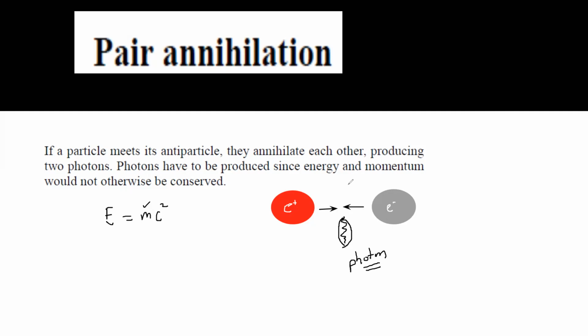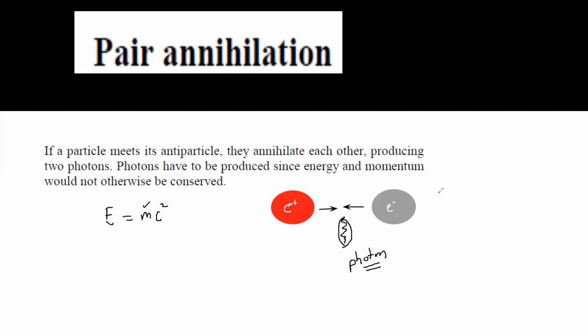But what happened? Instead of producing one photon, they produce two photons. Why do they produce two photons? Because if I say, what is the initial momentum? The sum of the momentum before they collide.